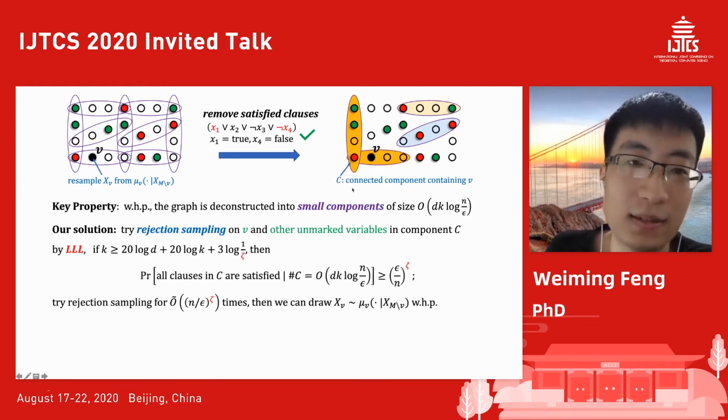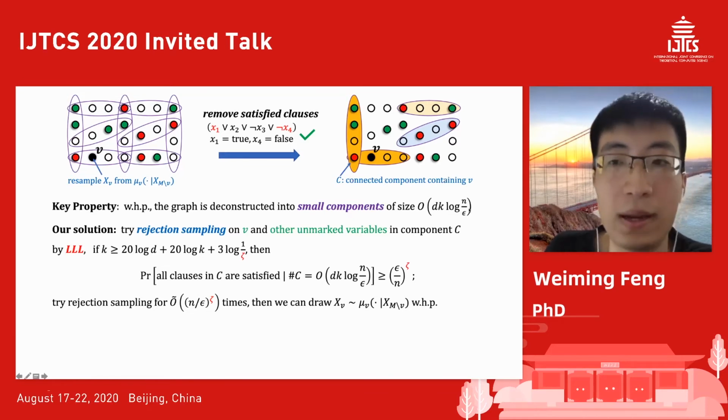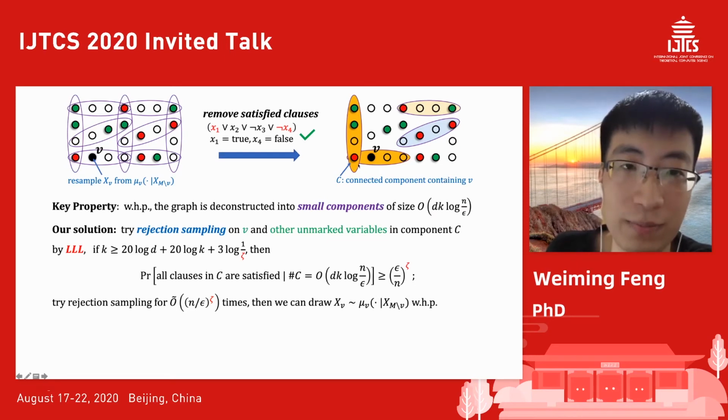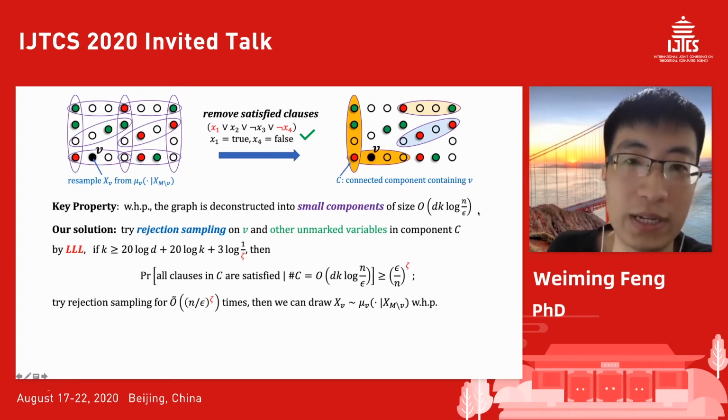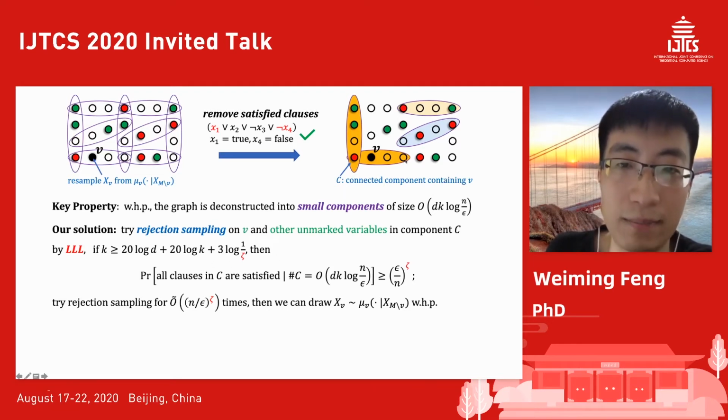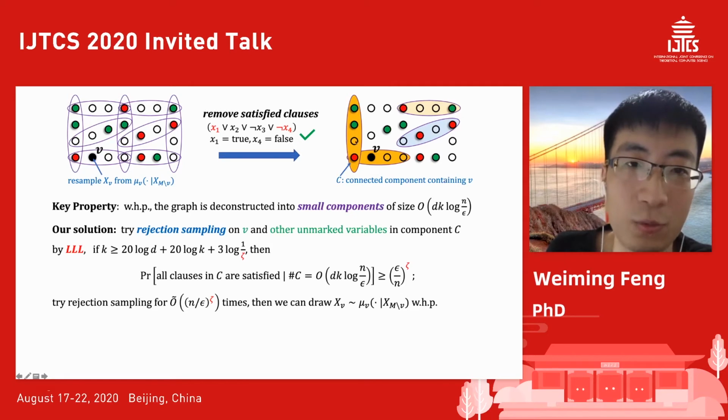The advantage is that the size of the connected component is very small. It is O(dk log m). However, if we use the brute force algorithm in this connected component, we enumerate all the assignments in this connected component. Since there are O(dk log m) variables, the running time will be n to the poly(dk), which is too slow. So instead, we use rejection sampling on the connected component C. The variable V and all other unmarked variables, that is the white variables in this picture, each take the value true or false uniformly and independently.